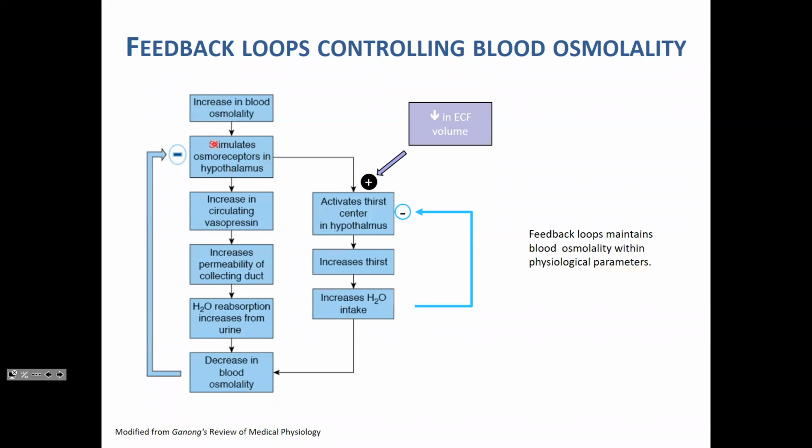The osmoreceptors can also feed forward to the thirst centers in the hypothalamus. That and a drop in extracellular fluid volume can all stimulate the thirst centers. The thirst centers can say, I'm thirsty, I'm going to drink, I'm going to increase my water intake. By increasing my water intake, I'm going to both decrease the blood osmolality and feed back and inhibit the thirst centers. So these feedback loops help to maintain blood osmolarity in the correct physiological parameters.